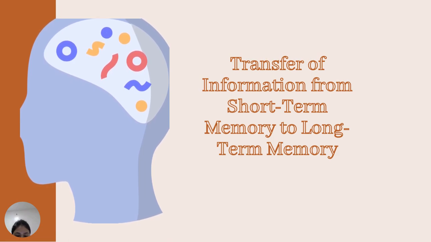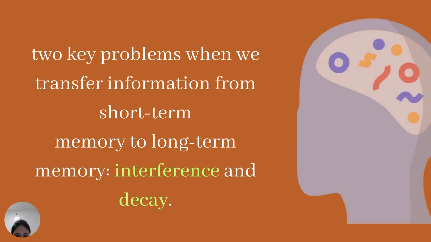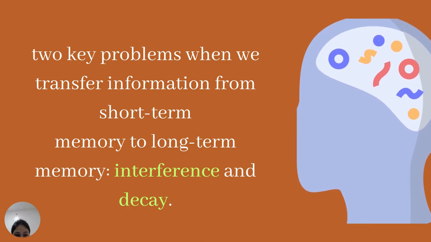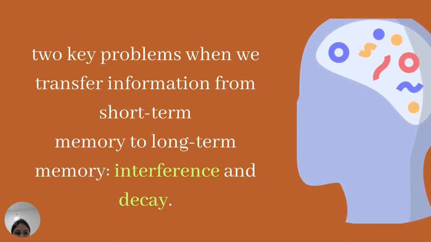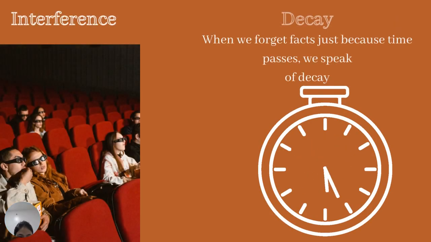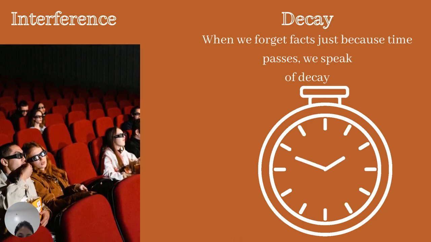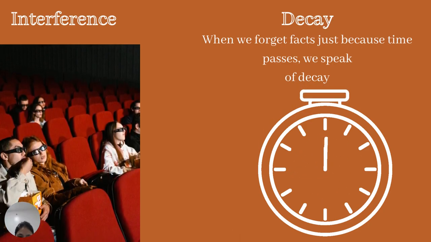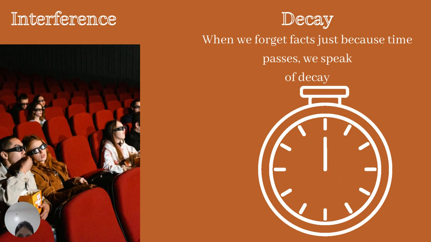We have transfer of information from short-term to long-term memory. We have two key problems when we transfer information from short-term to long-term memory. We have interference and decay. Interference basically is when you, for example, you know Tom Cruise and then you watch his movies.